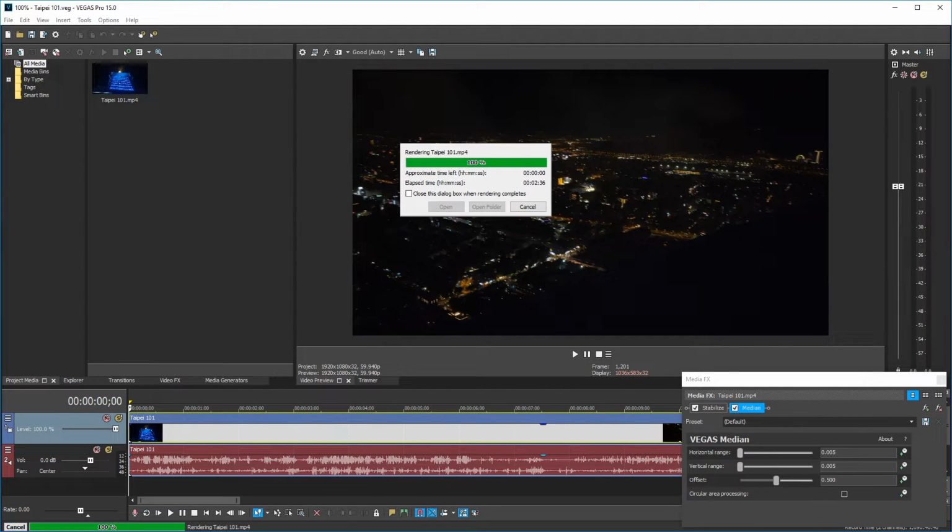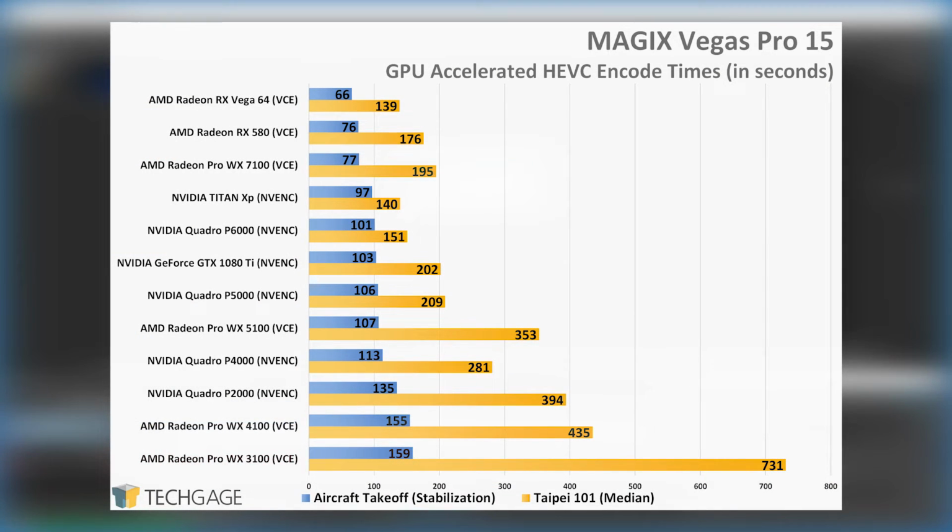Choosing two different projects to encode with here was a smart move, because it gives us a better understanding of what to expect overall. That wouldn't really be the case if the project scaled the exact same, which is the case with most of our Blender tests. Overall, AMD continues to perform exceptionally well here, leading the pack with a trio of its GPUs. With the aircraft project, AMD outright dominates, with even the WX 7100 outpacing Nvidia's top dogs. The green team fares a lot better in the median test, but overall AMD still comes ahead, with the Vega 64 beating out the Titan Xp by 1 second.